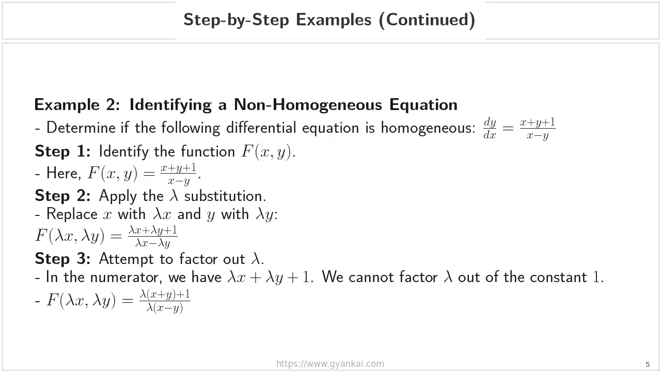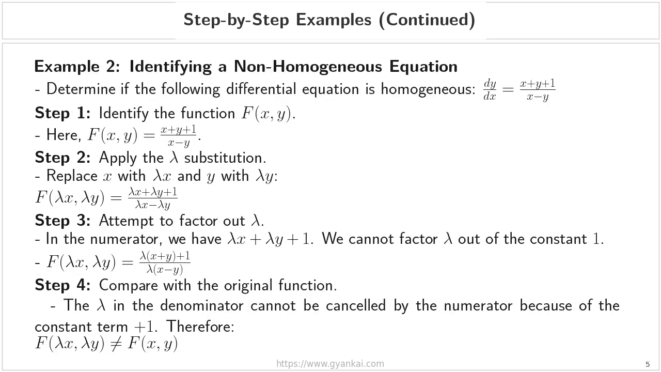Now, in step 3, we attempt to factor out lambda to see if it cancels out. Looking at the numerator, we have lambda x plus lambda y plus 1. While we can factor lambda out of the first two terms, we run into a problem with that constant term, the plus 1. We cannot factor lambda out of the number 1. So, our expression becomes lambda times the quantity x plus y, plus 1, all over the quantity lambda times the quantity x minus y. Finally, in step 4, we compare this new expression back to our original function.